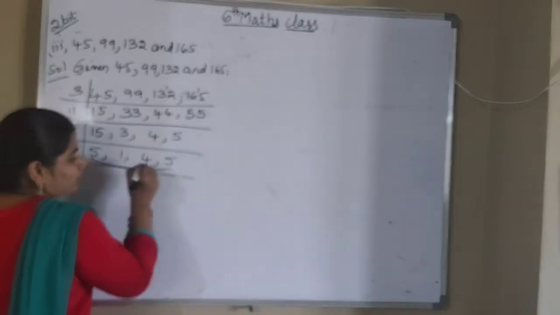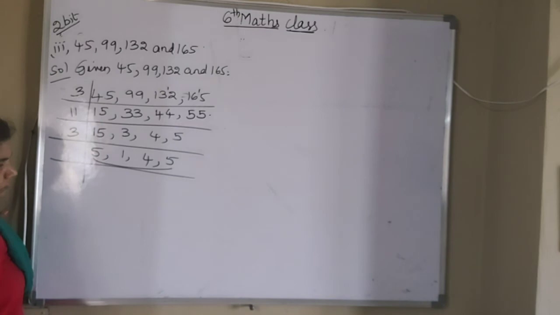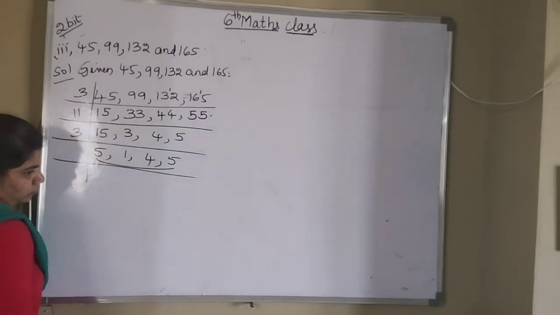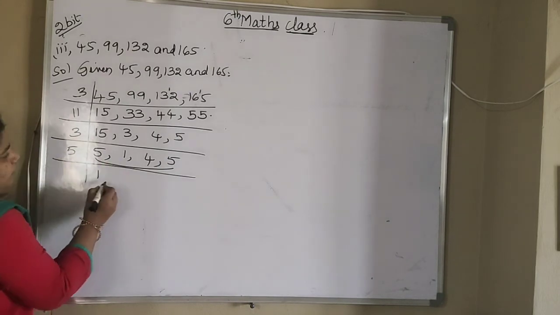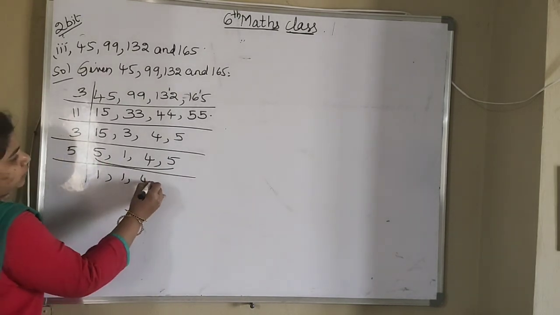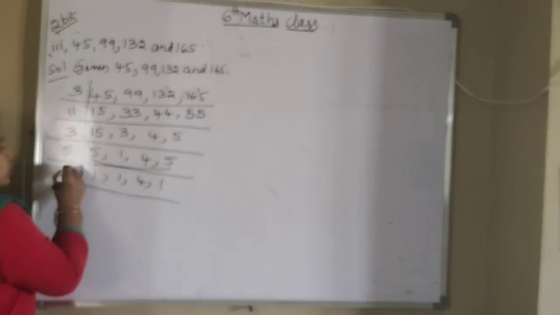Now these two numbers are divisible by 5. That is 5 1s are 5. 1 as it is. 4 as it is. So what is the last number you are having? 4. So with 4 you do.